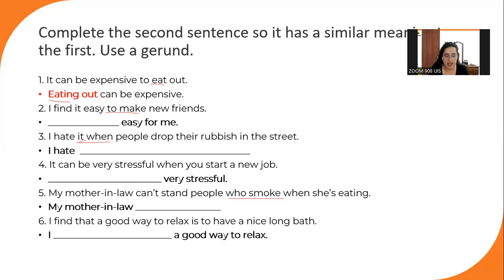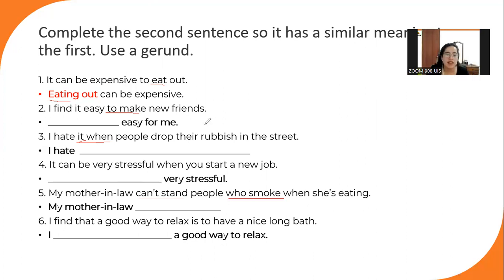My mother-in-law can't stand people smoking when she's eating. Teacher, can I say my mother-in-law dislikes people smoking while she's eating? Yes, cambiar el verbo, pero es la misma idea. My mother-in-law dislikes people smoking when she's eating.